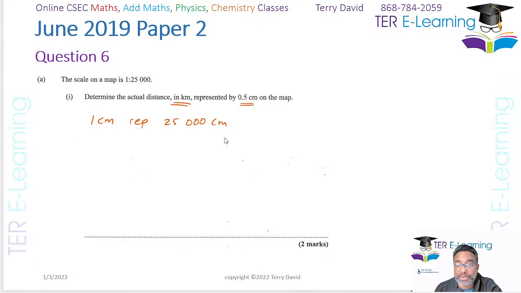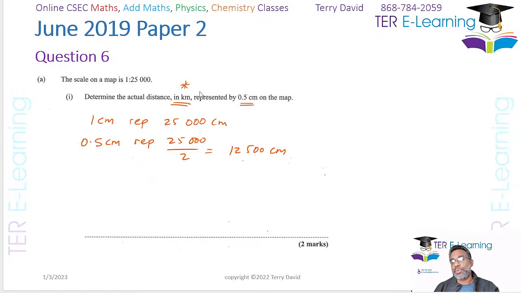If 1 cm represents that, it means that 0.5 cm is going to be represented by half that amount. So I'm going to take 25,000 and divide that by 2. 25,000 divided by 2, you're going to get 12,500. So this is going to be 12,500 cm. But the problem is, they said they want the answer in kilometers.